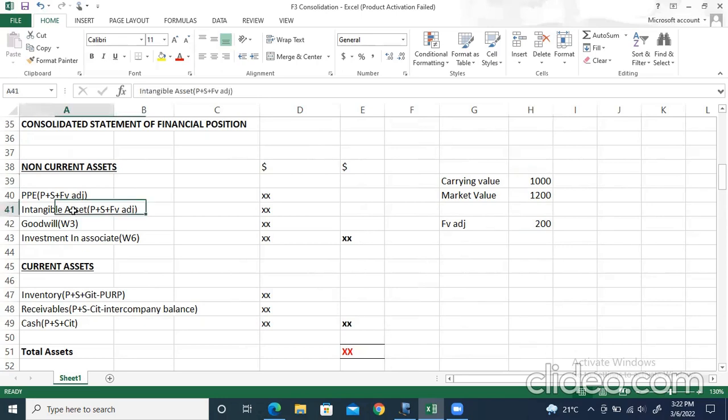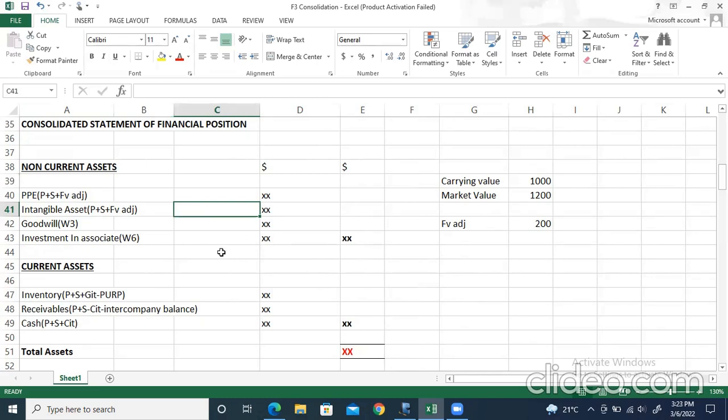Now let's move to the second one, this one, intangible asset. It is also exactly the same. So in intangible asset, we are adding the parent sum, and then the subsidiaries, and after that we are adding the fair value adjustment. So it's exactly like property, plant, equipment. It's basically line by line adding over here.